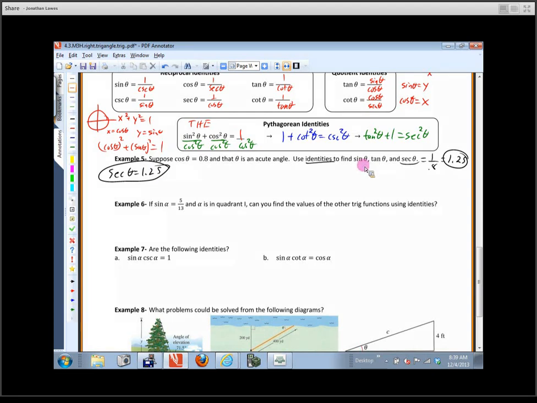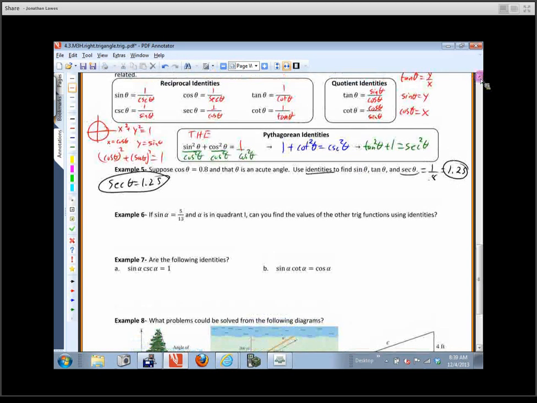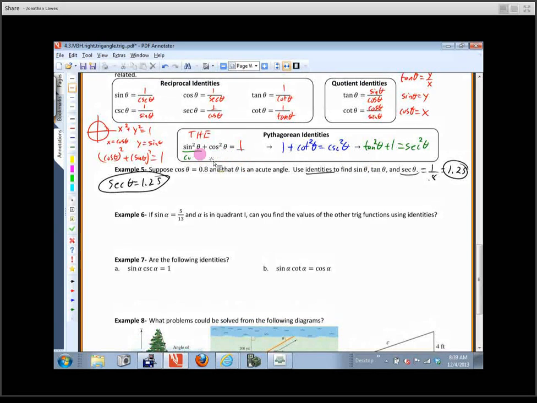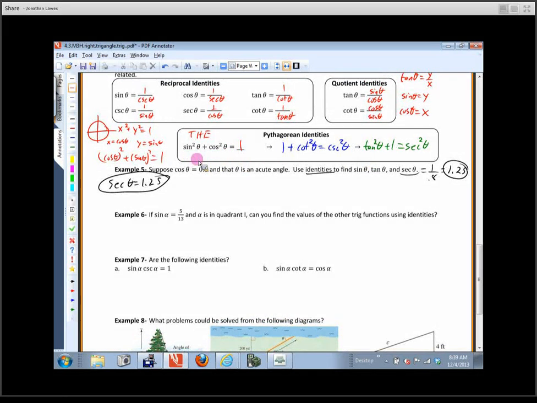I want to find the sine of theta. Well, what I'd look for is something up here where I've got an identity that involves both the cosine, which I know, and the sine, which I don't. Is there an identity up here that has a cosine in it and a sine in it, and the rest are just numbers? Yep, right here, right? Okay, so I'm going to say sine squared theta plus, what's the cosine of theta? 0.8. We'll square that, and that's going to equal 1. So I'm using this equation right here.